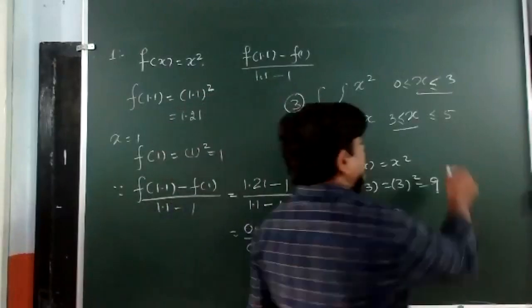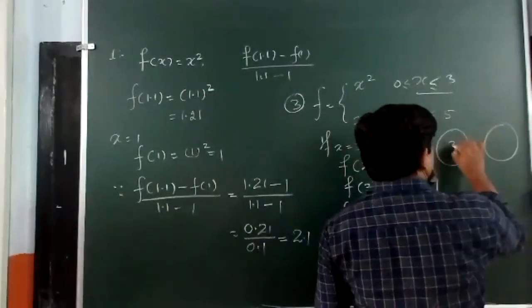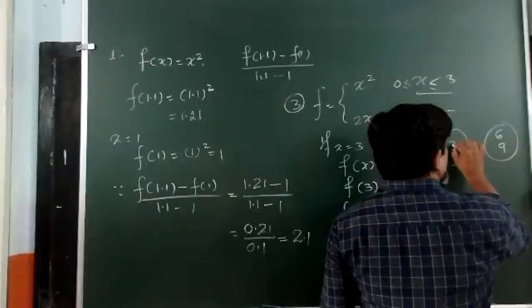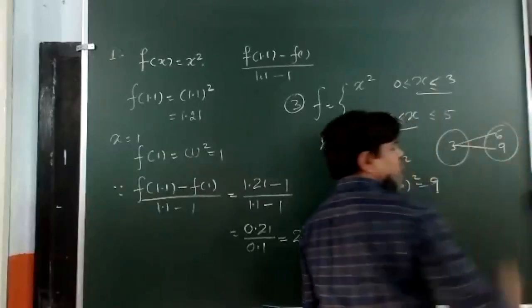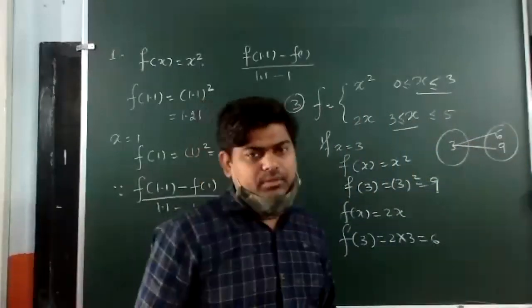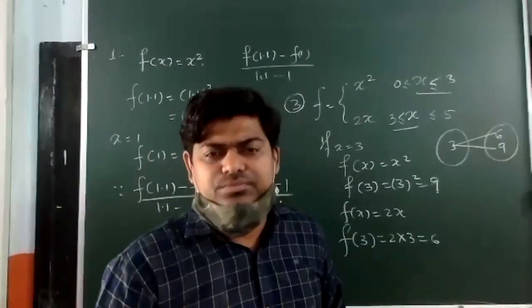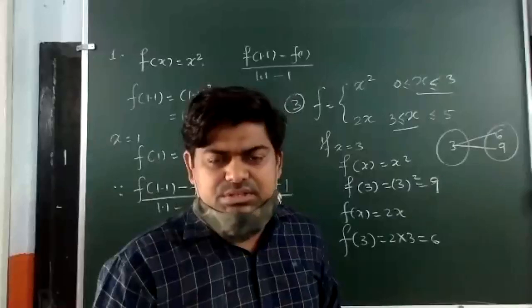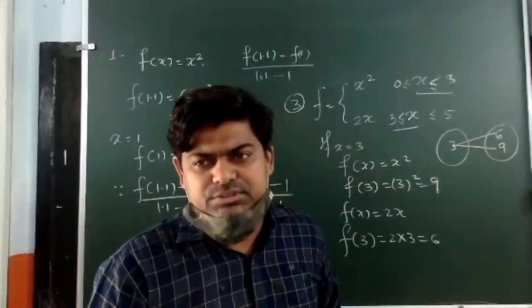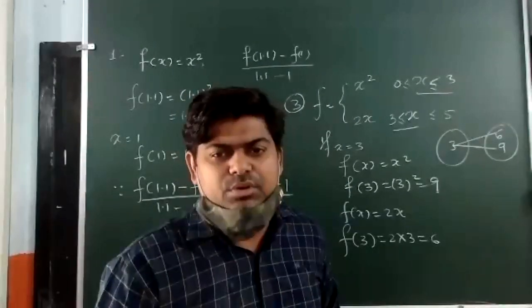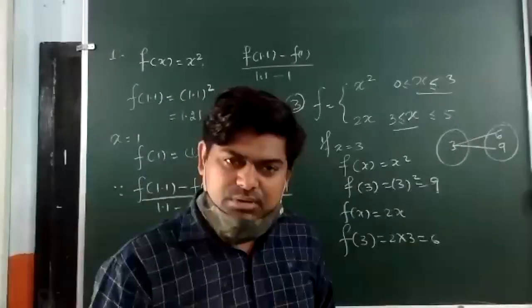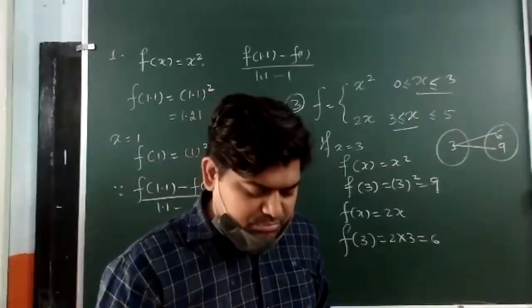If I draw the diagram, I will see 3, 6 and 9. 3 is associated with 2 elements. In this case, I can say this f is not a function. This f is not a function. Hope you are getting what I want to say. This is question number 3.